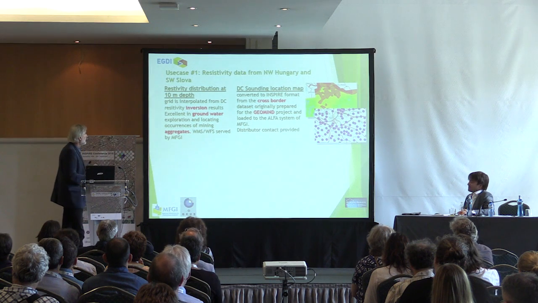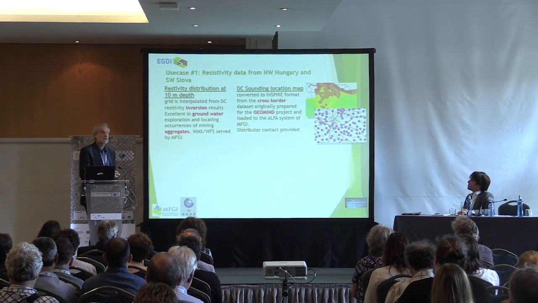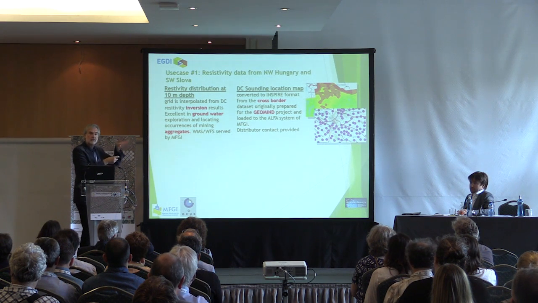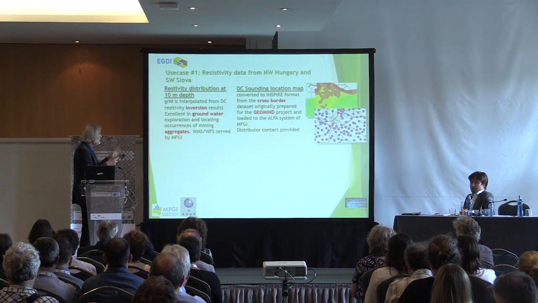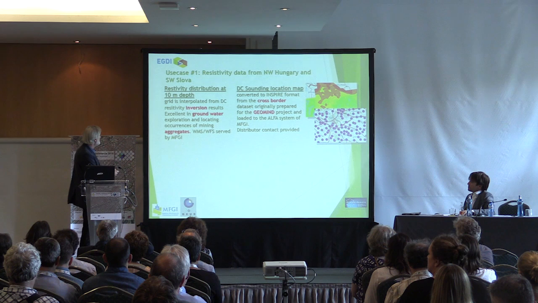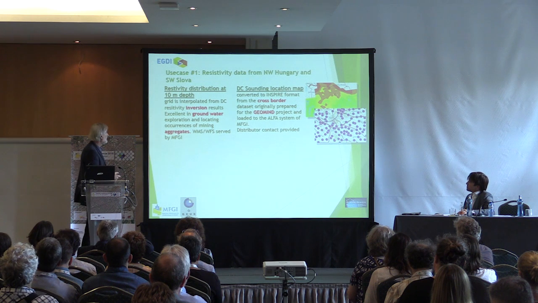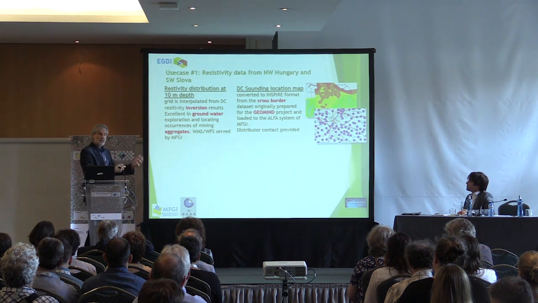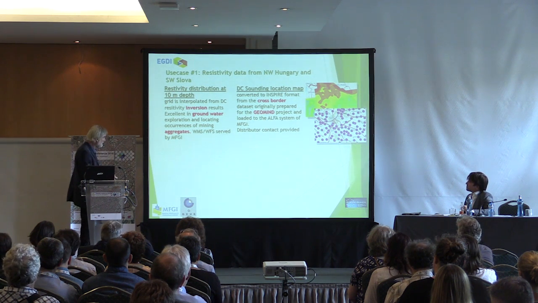Let's speak about the use cases. Use case one is a resistivity data set from Hungary, actually the northwest border of Hungary and the southwest border of Slovakia in the Danube area. This was a joint cross-border data set. It's very nice for groundwater research and also for locating occurrences of mining aggregates. We are talking about this nice map. And if you want to have the background information, you can download the location map of the original soundings.